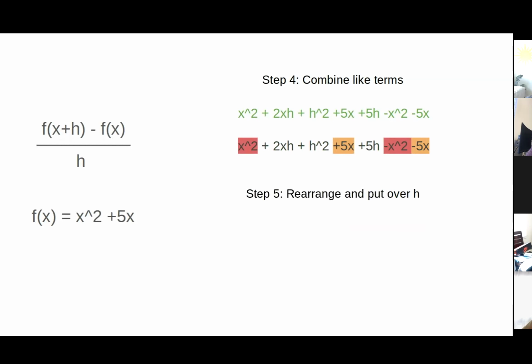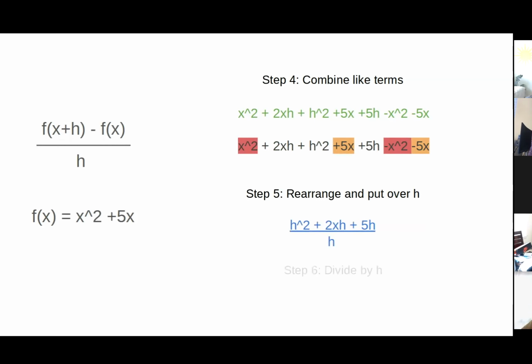So then you have to rearrange what you have left. So I have 2xh plus h to the second plus 5h. You just have to rearrange what you have left over and put it over h. So when you do all of that, you have h to the second plus 2xh plus 5h all over h. So that's what happens when you rearrange it.